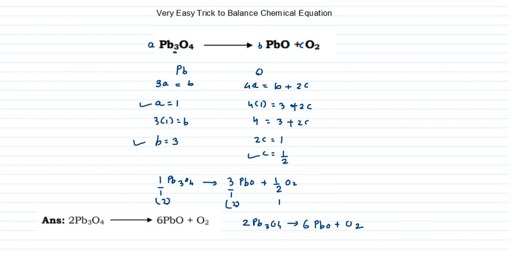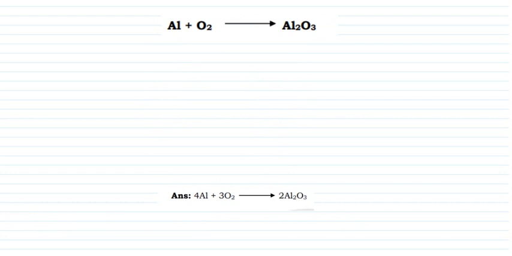Take another equation, let's try. This is quite easy rather, but yeah, please try to understand the format. You have to consider A here, B and C. Then you have to write down all the elements. All the elements we have are aluminum, Al, and oxygen.